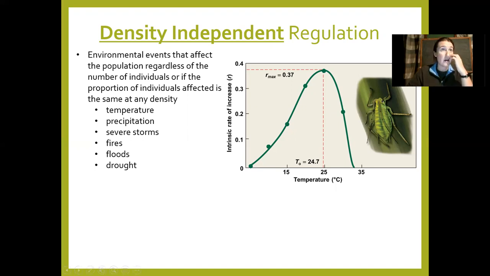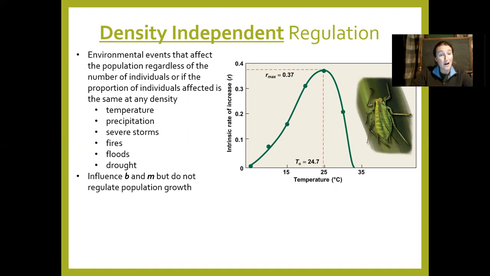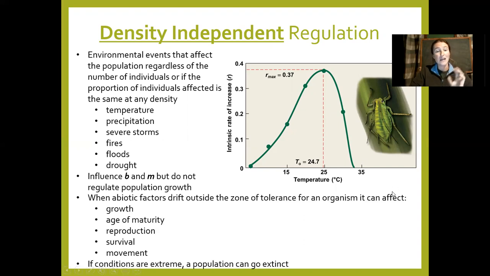And so this has nothing to do with how many individuals are already in the population. Each one is going to be affected by this. And we can see that this kind of looks like a zone of tolerance graph, and that is very much the case. Essentially, if the conditions are within the optimal zone, then the population growth is going to be much higher. If the conditions are outside of that optimal zone within the zone of tolerance, then the population growth is going to be reduced.